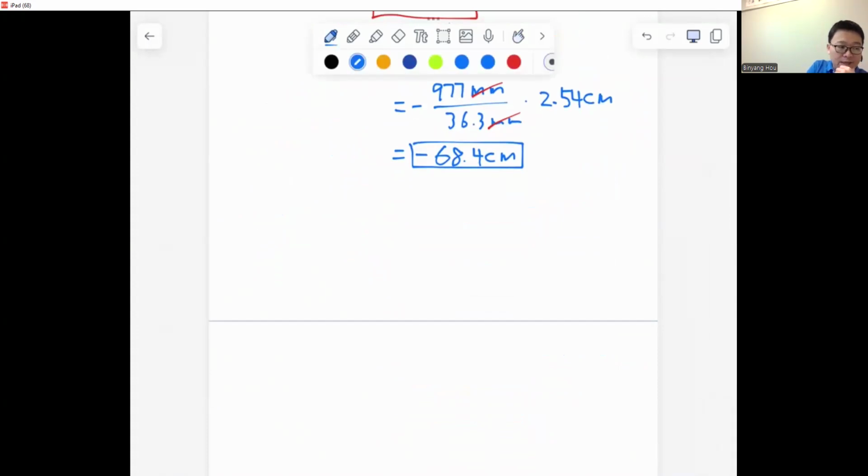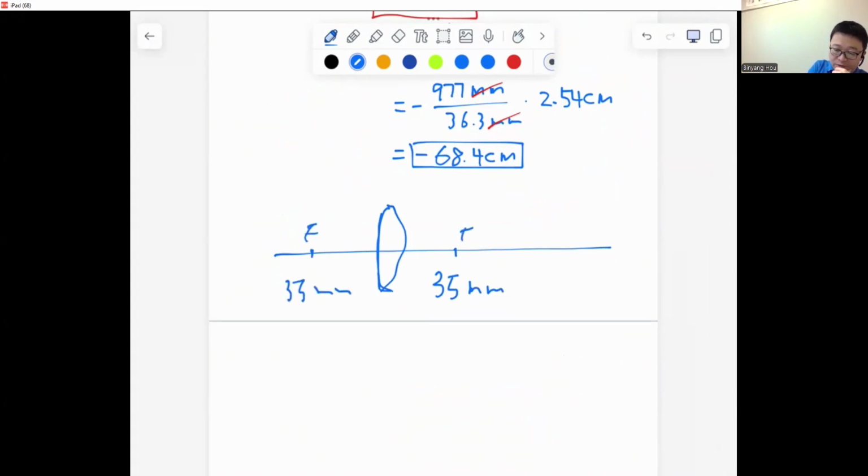So this guy, that's a lens. And 35, 35. So 35 millimeters on one side and 35 millimeters on the other side. That's the focal point. And you have an object which is located a little bit beyond your focal point. This is 36.3.